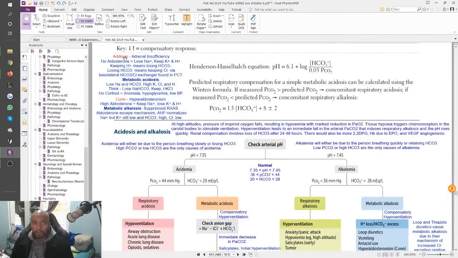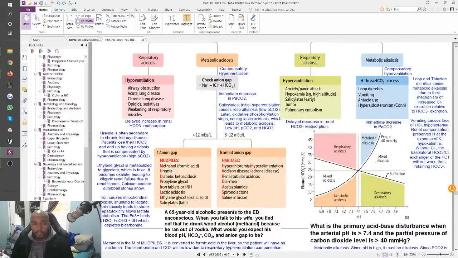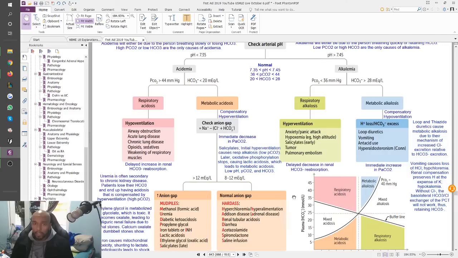I've listed out all of them the best I could: adenosine, con, right? Uremia, alcohol, iron, vomiting, loop and thiazide diuretics, salicylates, like in our patient with the aspirin. You really want to spend some time making sure you can actually explain each one of these scenarios and why they fall under whichever category they are in on this table.